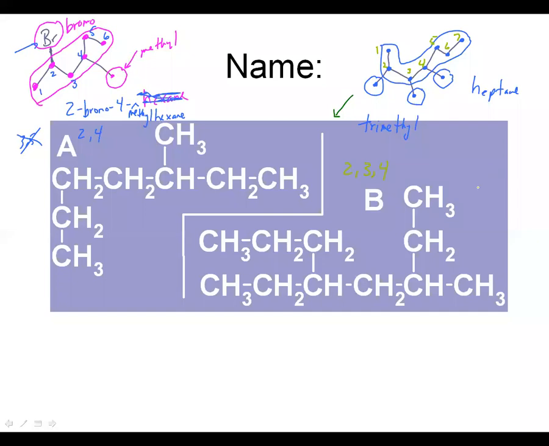Now, a couple of things. We do need to give a location of each of those. So we are going to use all 3 of those numbers. So that's going to give us something like 2,3,4-trimethylheptane on the one I just made up. There we go. Any questions on that name or both of those names there? I guess this guy over here. Or any questions on naming or drawing in general?